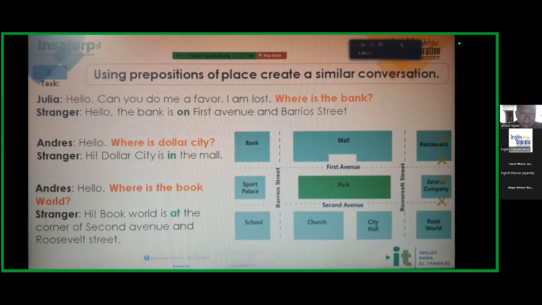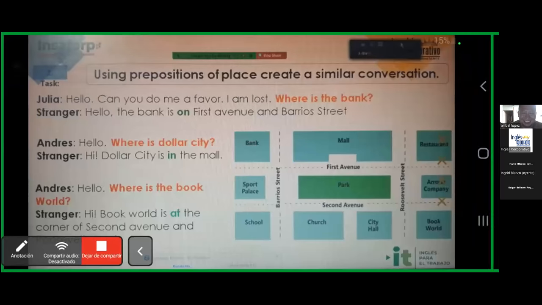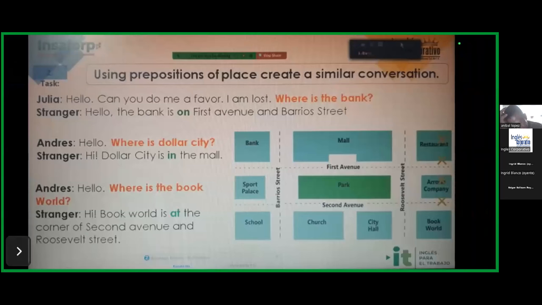Sport palace. Okay. El sport palace, ¿eh? Ah, sí, palace. Ese es el sport palace, porque el church sería across. Sería siempre across from o in front of. Ok. Pero recuerden ahí lo importante es que mencione, por ejemplo, la calle. The school is on the second avenue in front of the sport palace. Y ya con esa referencia, bueno, podría ser suficiente.